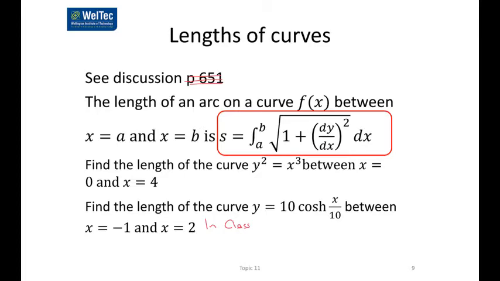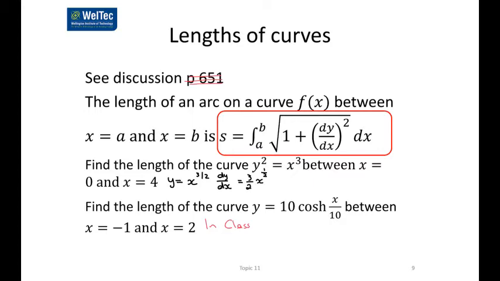We're given, find the length of the curve y squared equals x cubed between x equals 0 and x equals 4. Now we've just got a little bit of a difficulty here. We actually need the derivative of y squared, and we've been given y squared, so what we need to do to start off with is we need to find what y is, so then we can find the derivative and square that. So let's find dy by dx. Dy by dx is going to be 3 over 2 x to the power of 1 over 2.